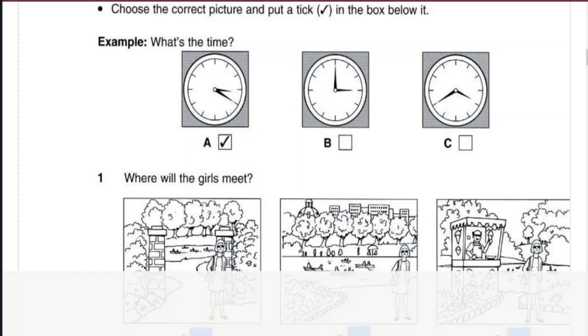Will you meet me in the park? OK. Where? By the entrance? No, at the ice cream kiosk. You know, the one by the lake. OK.